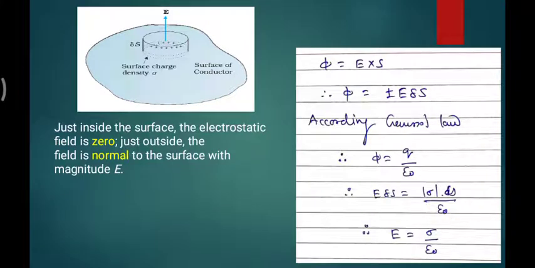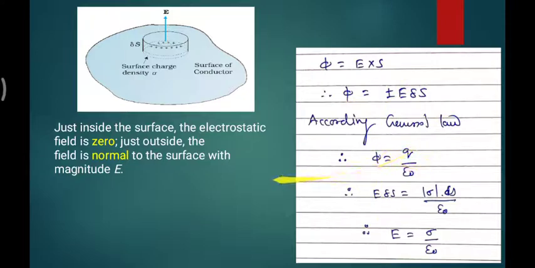Flux phi is equal to E dot S, where E is the electric field and S is the surface element. You can see the electric field and surface element are either parallel or anti-parallel. For the surface element delta S, the sign can be plus or minus according to parallel or anti-parallel. In our case it is parallel, so we go with the plus sign; otherwise we would use the negative sign. According to Gauss law, phi is equal to Q by epsilon 0.